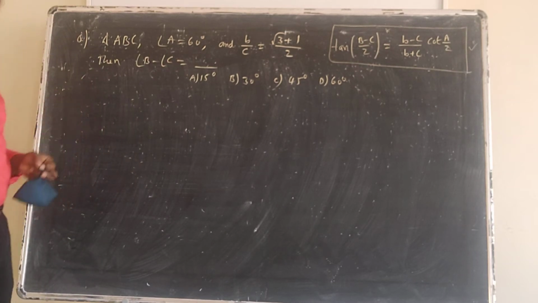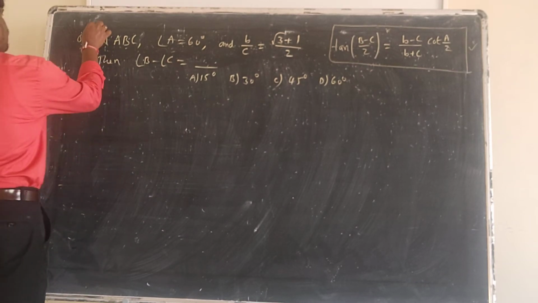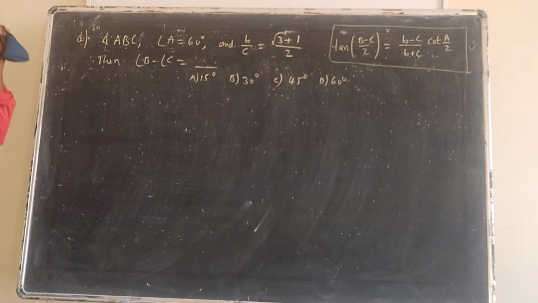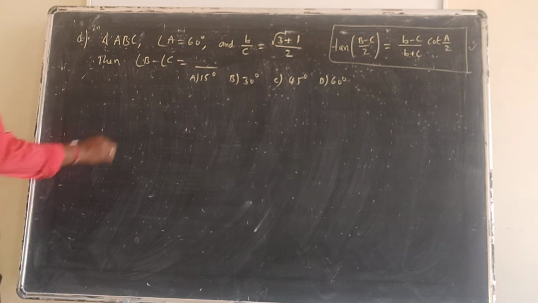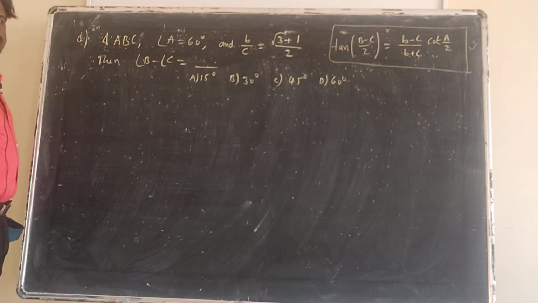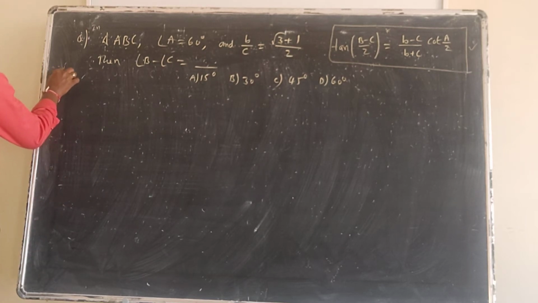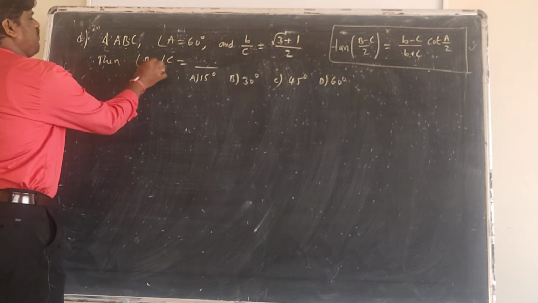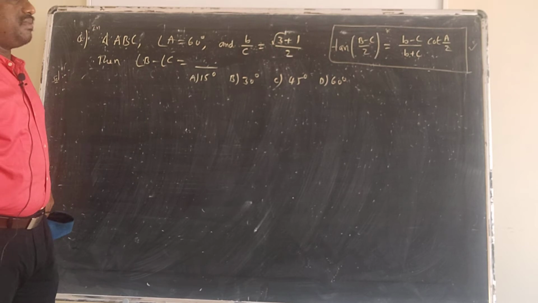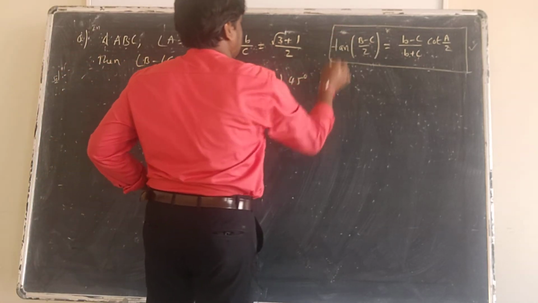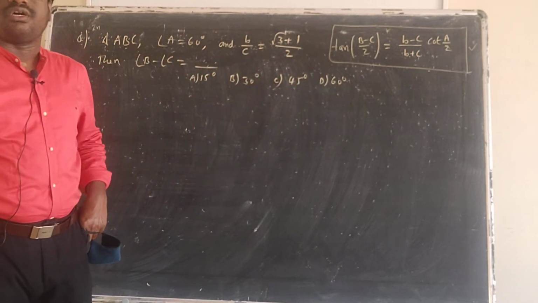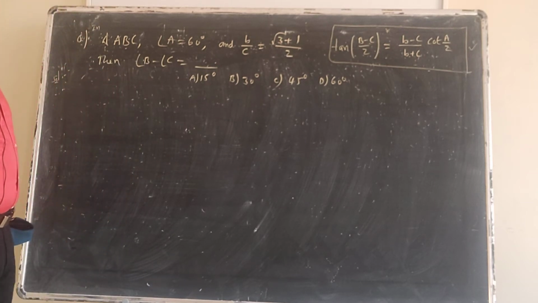Now let us solve a problem based on this. In a triangle ABC, angle A is equal to 60 degrees and b by c is equal to (root 3 plus 1) by 2. Then angle B minus C is equal to how much? This is the question they asked. How to find this? Very simple. Whenever they ask for the difference of any two angles, it is related to Napier's analogy, or the tangent rule. So let us find that.